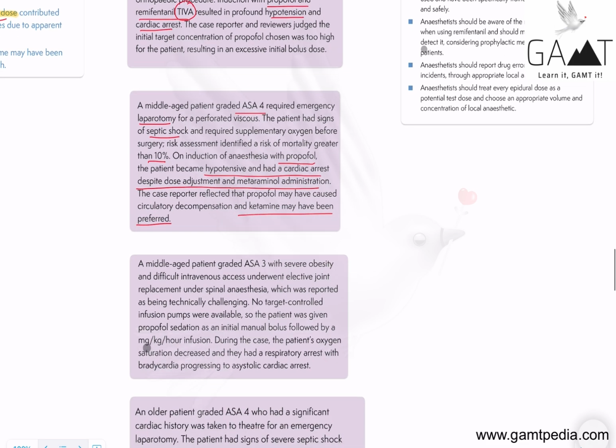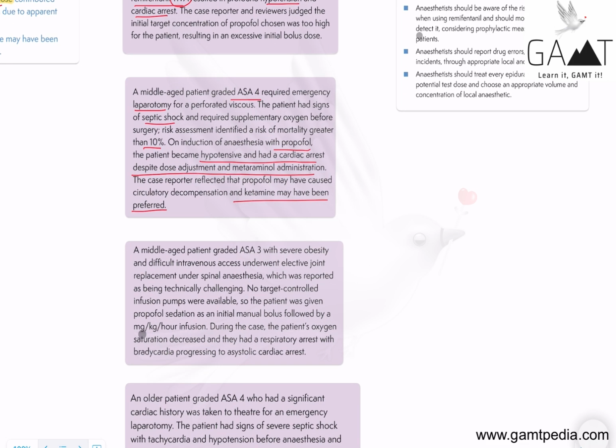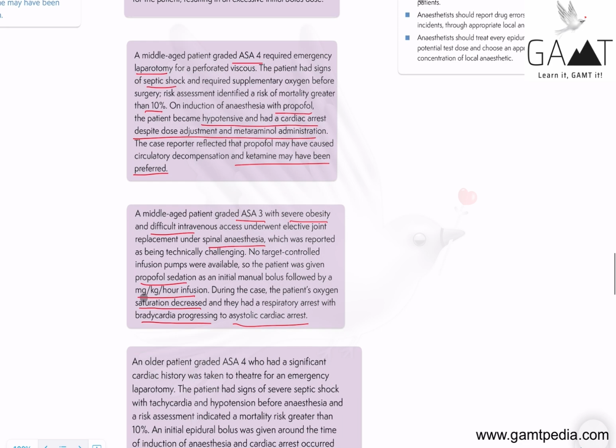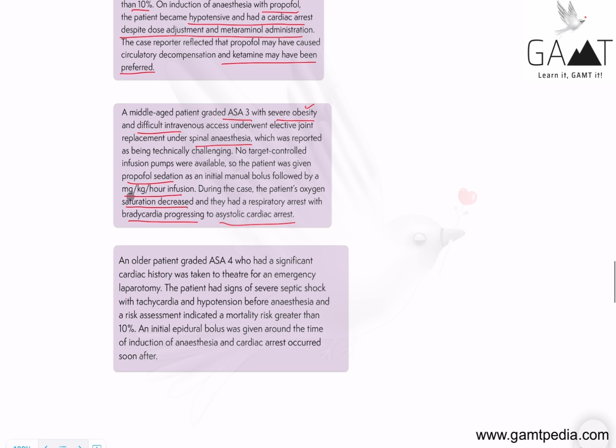Not sure. And again, a middle-aged man, ASA 3, severe obesity, difficult intravenous access, underwent elective joint replacement. Spinal anesthesia was technically challenging. No target controlled infusion was available, so the patient was given propofol sedation as an initial manual bolus, followed by a mg per kg per hour infusion. During the case, oxygen desaturation, respiratory arrest with bradycardia, progressing to asystolic arrest. Again, any high-risk patient, obesity, a red flag. Frail, old age patients, all red flags. We have to be careful with the drug dosing and drug selection.